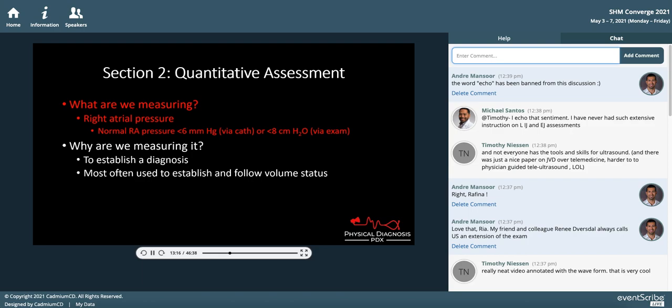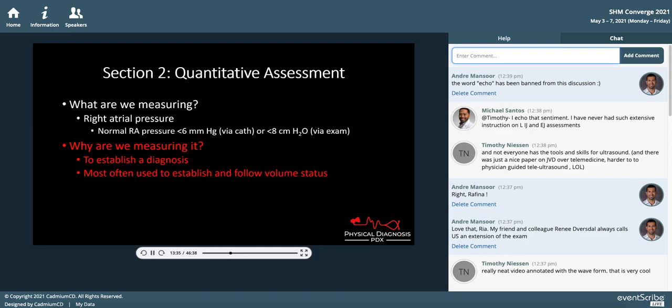We should begin by asking the question, what are we measuring? We are measuring right atrial pressure, but before we can interpret a JVP, we have to understand what normal right atrial pressure is. When measured via a catheter in millimeters of mercury, normal is less than 6. When measured via exam in centimeters of water, it's less than 8.